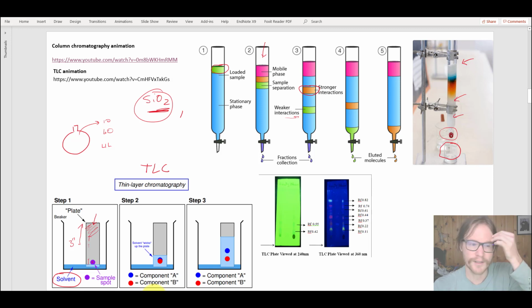And that allows us a very, very quick and simple way to monitor the course of a reaction. Where are we in time? Do we have some of our starting reagent there? Do we have a mixture? Have we gotten rid of all the starting reagent?